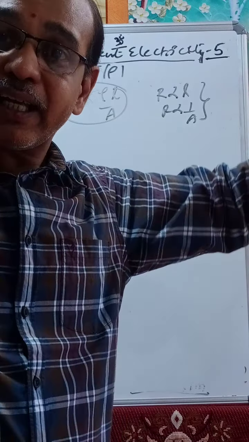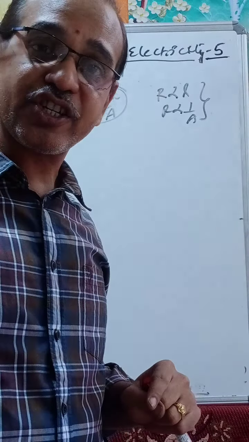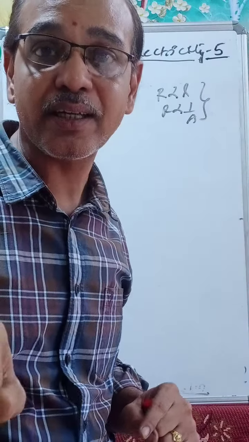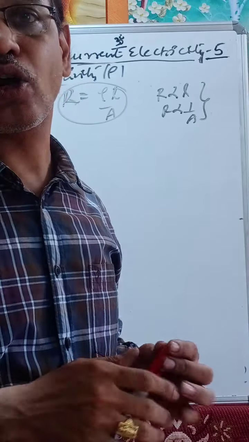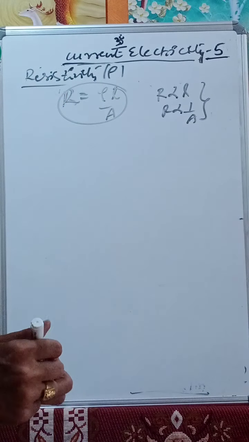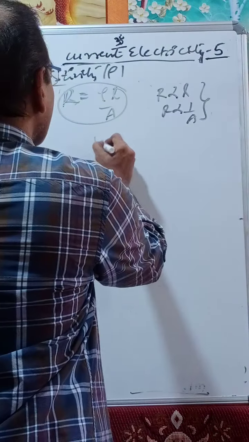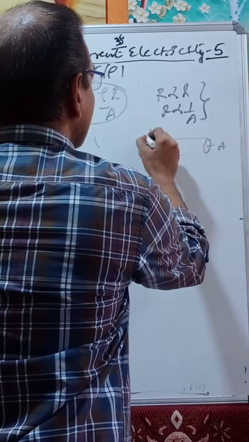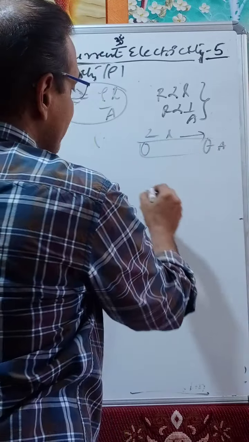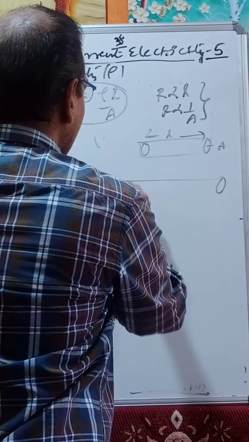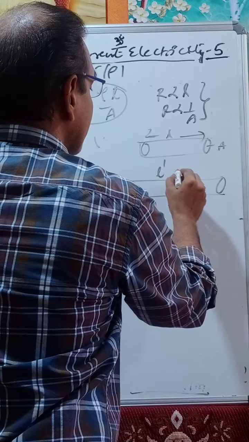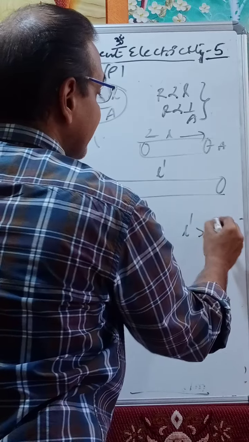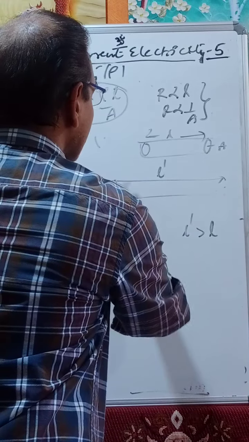If you stretch the wire, the length increases, the area of cross section decreases, but the volume remains constant. If you consider this as the wire, with this area of cross section and this length, and you stretch it, it may get like this. This is L dashed, greater than L, and the area of cross section becomes very, very low.